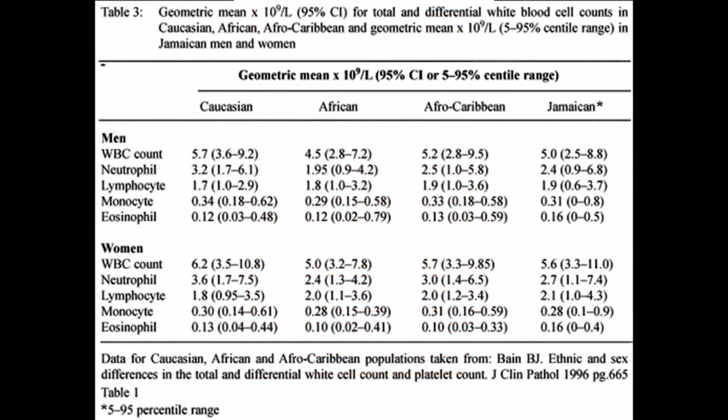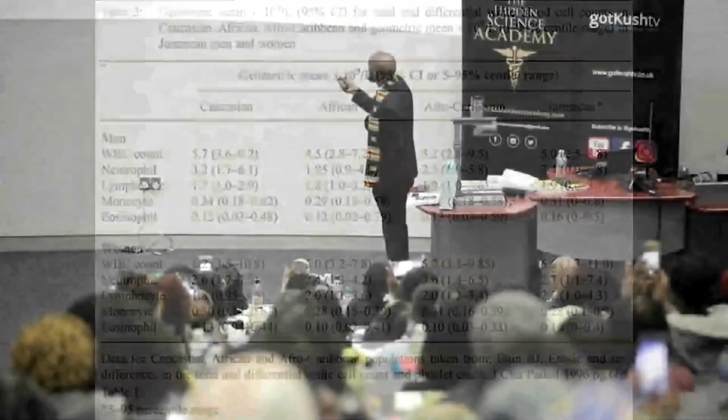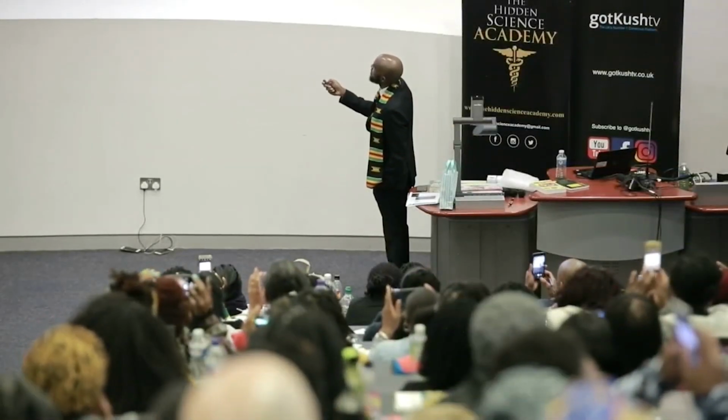If you do your research, you'll actually find that white people generally have a higher white blood cell count, and black people, especially African people, generally have a lower one. So this was taken from, if you want to take a picture of it, Bain et al. This was an experiment from 1996. So what does Table 3 show?